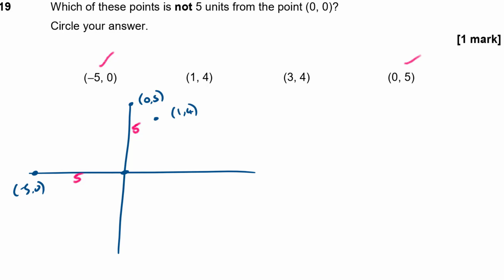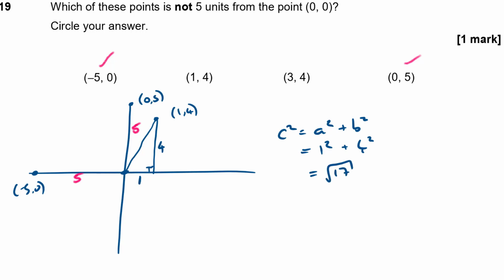So how far is that point? How long is that line? If we use a triangle like that, then that side of the triangle was 1 and that side of the triangle was 4. We can use Pythagoras theorem to work out the distance of the point 1, 4 from the origin. Using c squared equals a squared plus b squared, 1 squared plus 4 squared is 17, so root 17 is c. Root 17 I don't think is going to be 5, is it? So that one isn't 5.